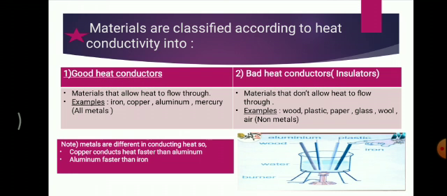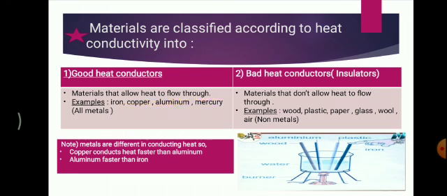Good heat conductors are materials that allow heat to flow through them, like what, primary? Like iron, copper, aluminum, and mercury. So we can say all metals are good conductors of heat. Not all materials, all metals. Why? Because they allow heat to flow through.